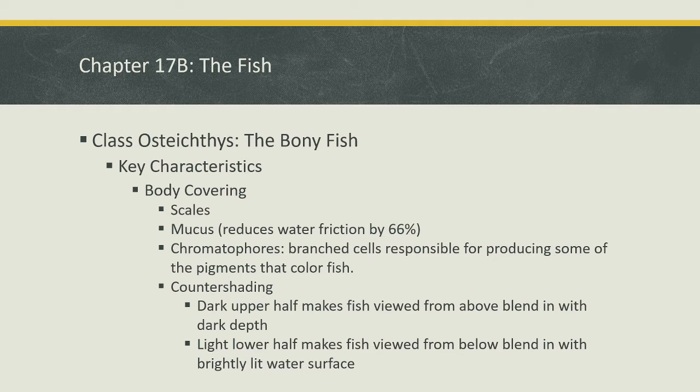So if you're in water looking down, it's darker below because less light is getting down there. And so the upper half of the fish is dark. If you're above the fish looking down, the dark upper half helps it blend in with the dark depth. Then if you're underneath the fish looking up toward the surface where there's more light, it's lighter when you look up, and the bottom half of the fish is lighter to blend in with the lighter surface. That's what's going on with counter shading.